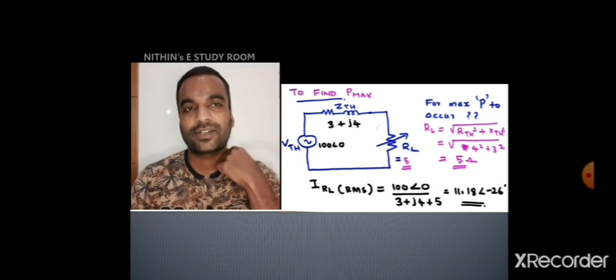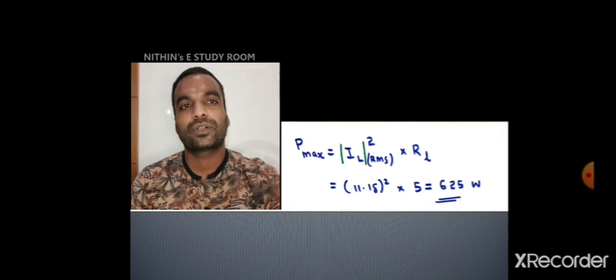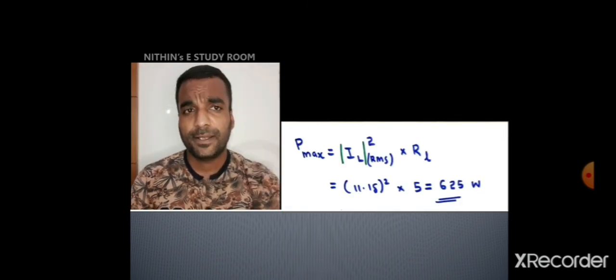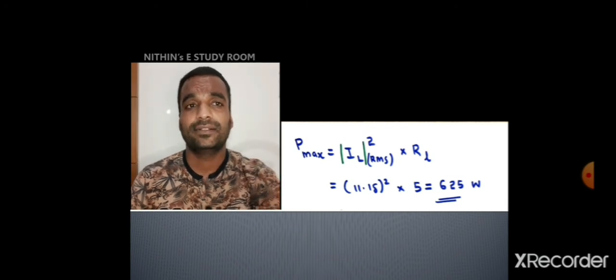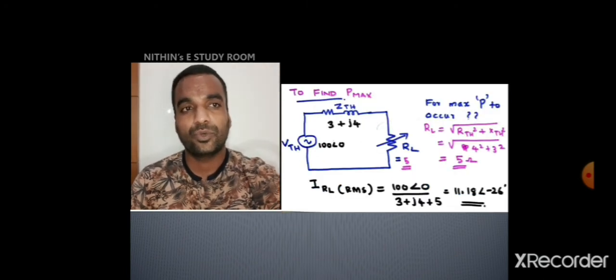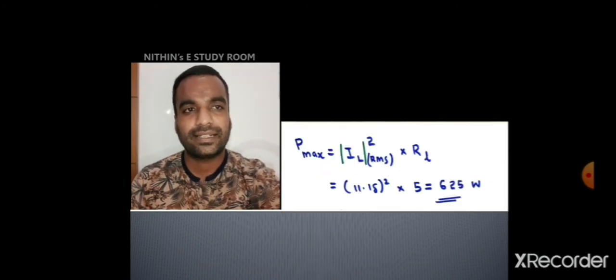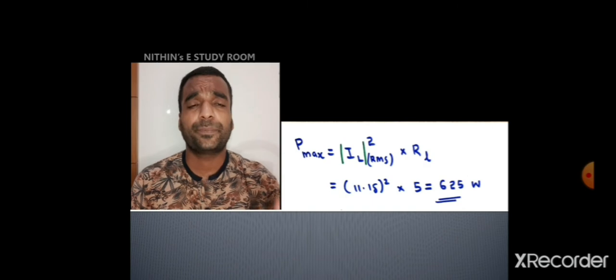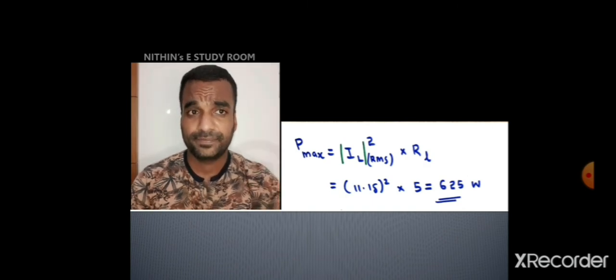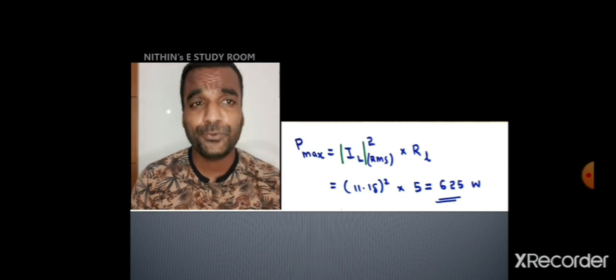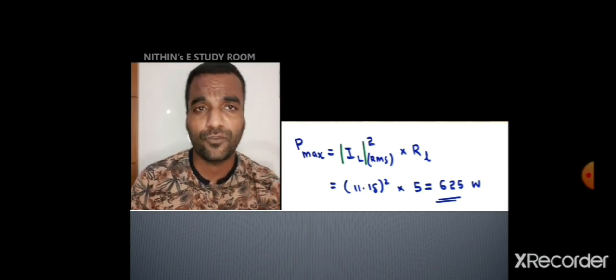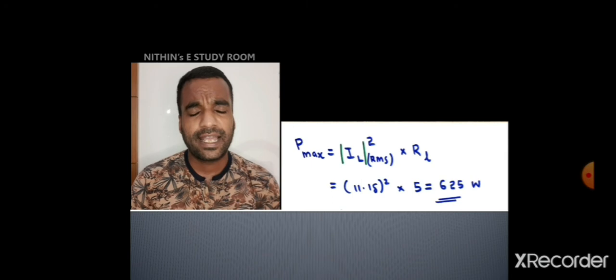Now what is the power? We know it is I square into RL, but we should be very careful. Don't take the angle of the current value. Here you got some angle value. Neglect that angle and take the pure magnitude of the current. So that is 11.18 square into 5, which equals 625 watts. So this is the case.